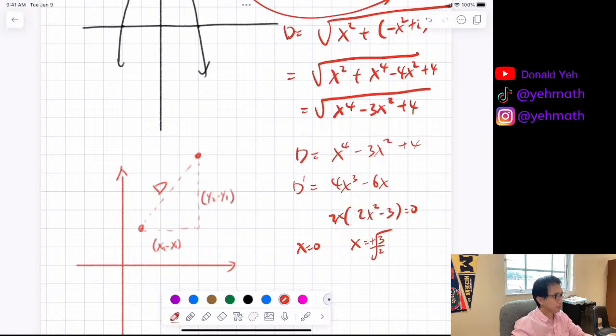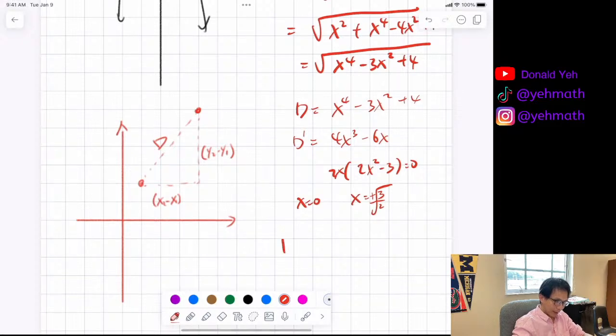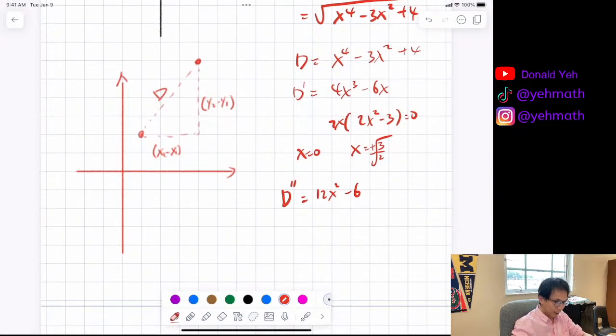No. I mean, it can work, but probably not the best. No. I'll take the second derivative. Why? Because that's going to give you 12x squared minus 6, right? I'm going to plug in 0. If I plug in 0, I'm going to get what?